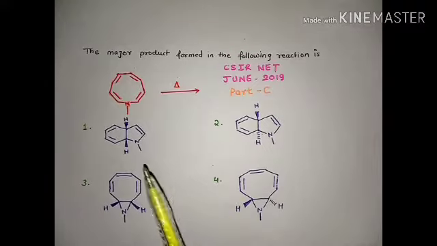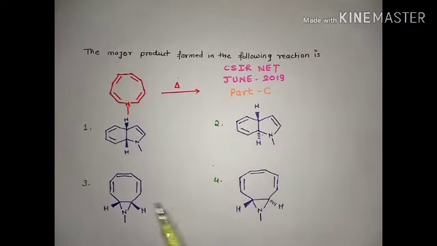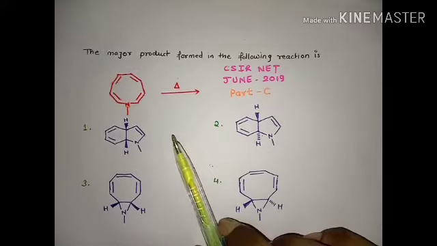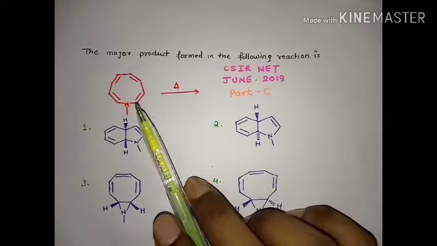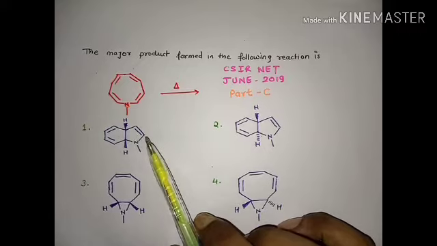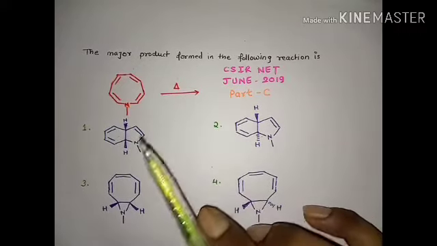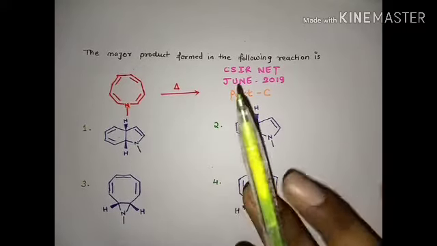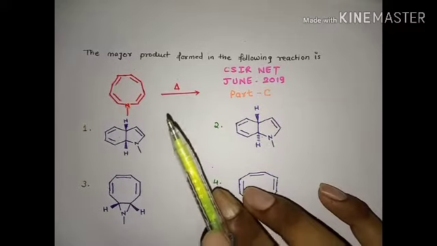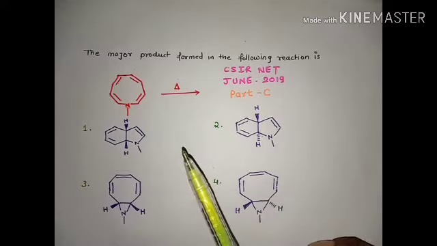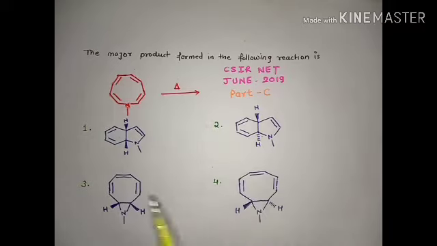Now, in all the products you have seen the cyclization. Due to the cyclization, we have to see which will be the preferred product. This is a very simple reaction that came in the June 2019 exam. Although there are four options, you have to see which is the more stable product.